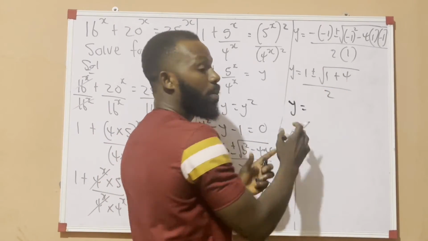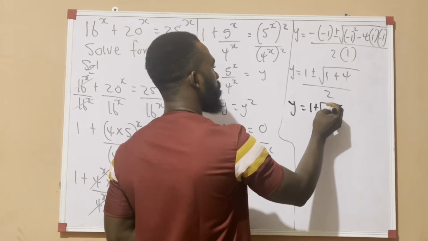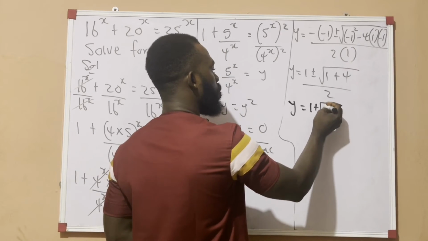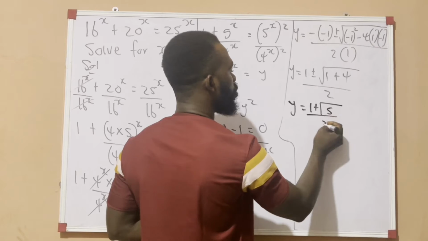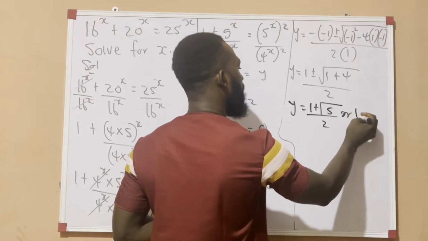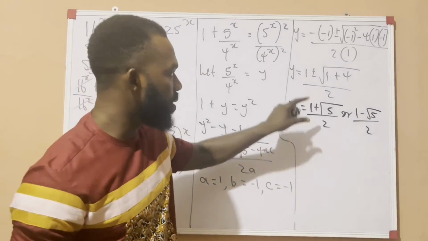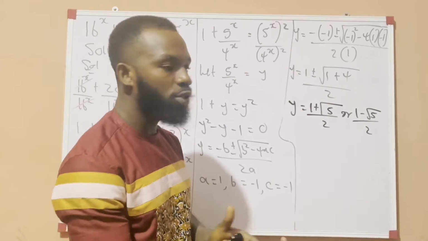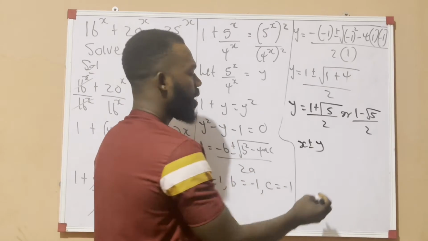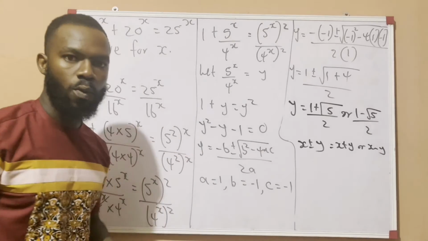Now we are about to separate the plus and minus signs. So here becomes 1 plus root of 1 plus 4, which is 5, over 2, or 1 minus root 5 over 2. What we just did here is that we separated the signs. The plus or minus sign is just like if you have x plus or minus y. It simply means x plus y or x minus y.